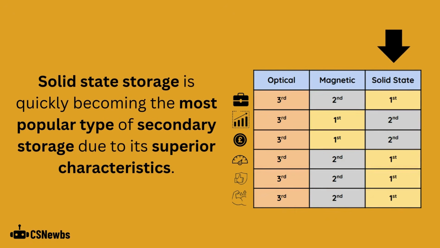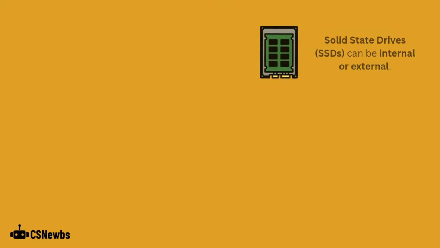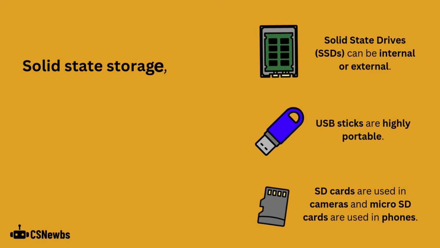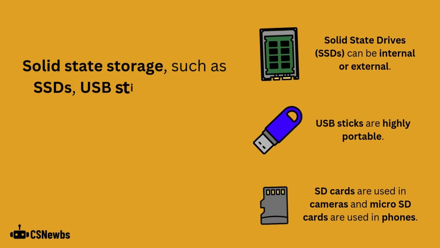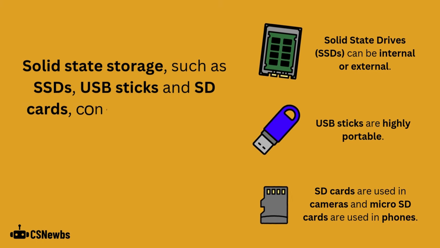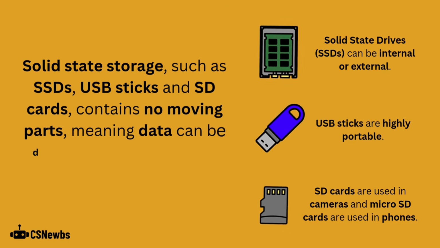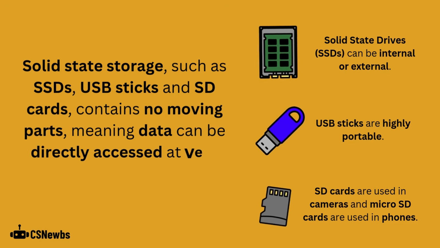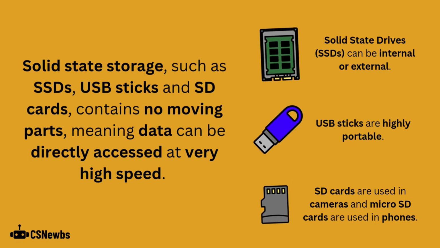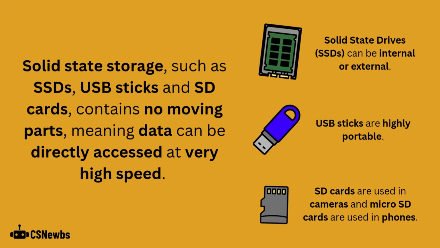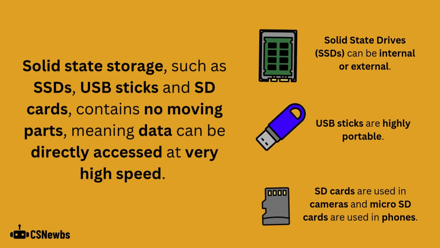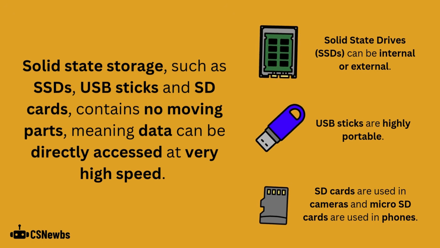Solid-state storage is quickly becoming the most popular type of secondary storage due to its superior characteristics. Solid-state storage such as solid-state drives, USB sticks, and SD cards contain no moving parts, meaning that data can be directly accessed at very high speed. Solid-state drives can be internal or external, USB sticks are highly portable, and SD cards and micro SD cards are used in devices like cameras and smartphones.